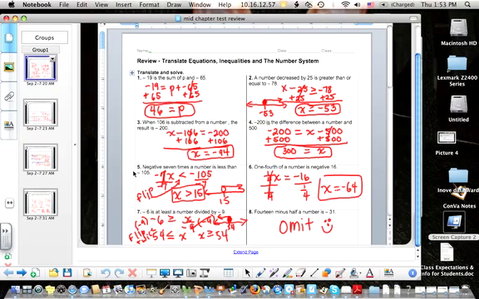You'll want to make sure that when this problem is translated, you realize that when you divide by a negative number, your symbol has to change direction. So when we divide and we get 15, notice our symbol was less than, and now it switches to greater than.